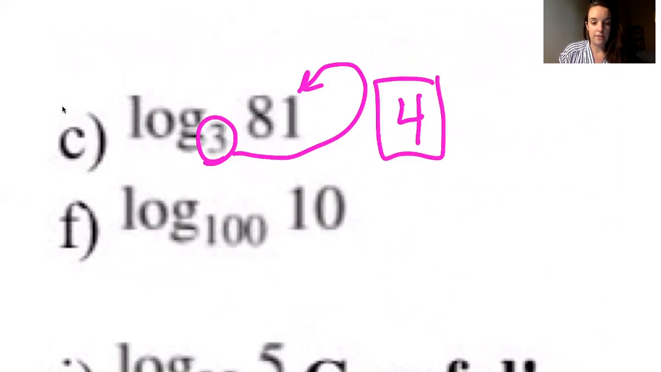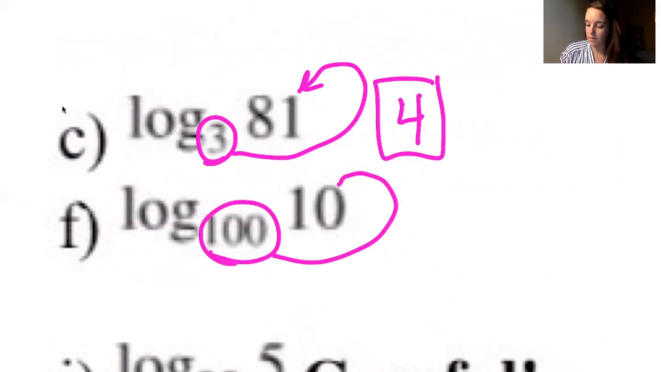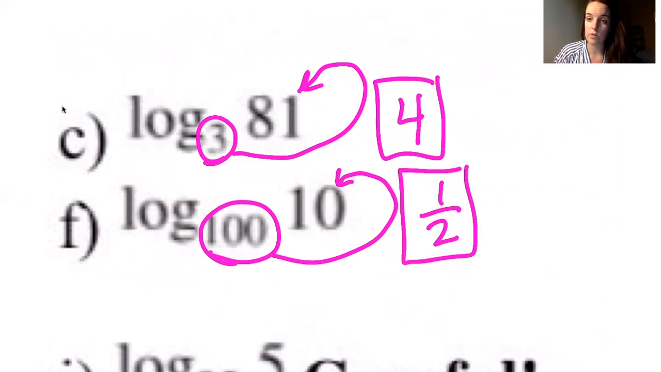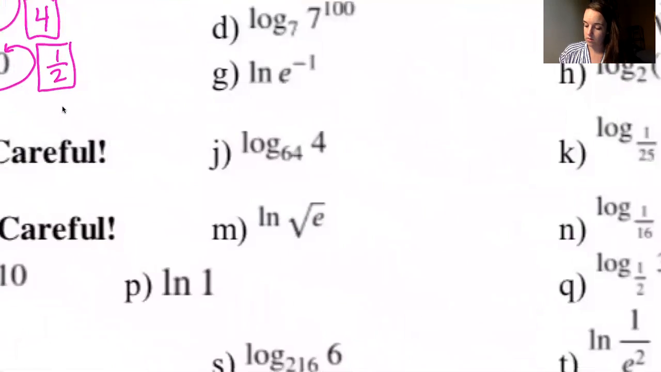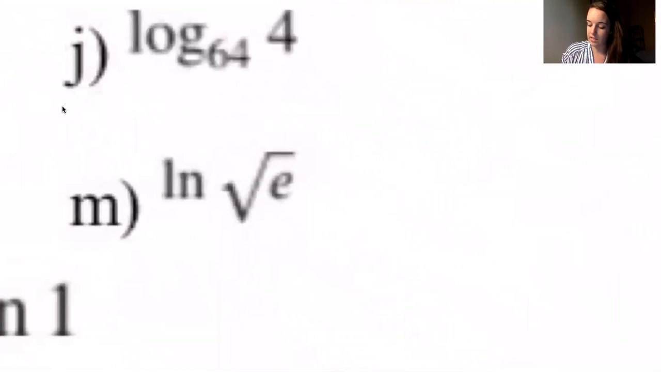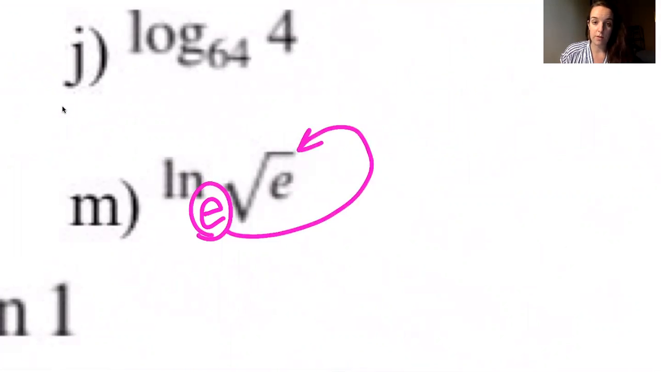Similar for F, this would be like 100 to the power of what gives me 10. I know that has to be a fraction because it's getting smaller. So it would be 100 to the power of 1/2, because remember that half power is a square root. So maybe this one here, this is E. Remember, base ln is e. e to the power of what gives me the square root of e? That would again be 1/2, because the square root means 1/2 power.